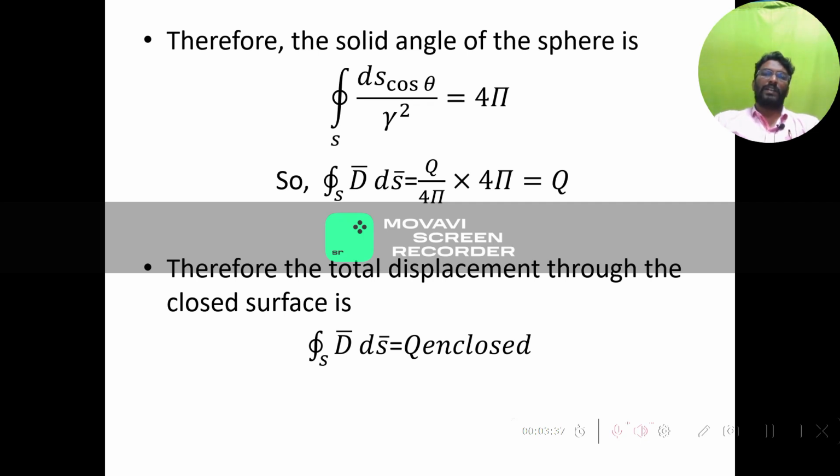So finally the equation, surface integral of D bar dot dS is equal to Q by 4 pi. In place of the surface integral of dS cos theta by r square, which is the solid angle of the sphere, 4 pi, the resultant value becomes Q. So we can say the total displacement through the closed surface, the surface integral of D bar dot dS, is equal to finally Q enclosed.